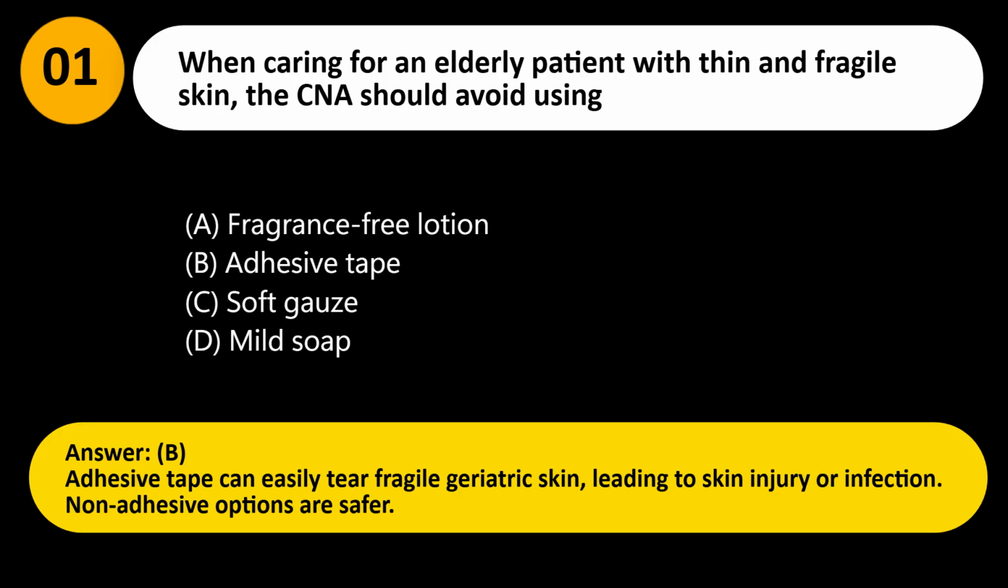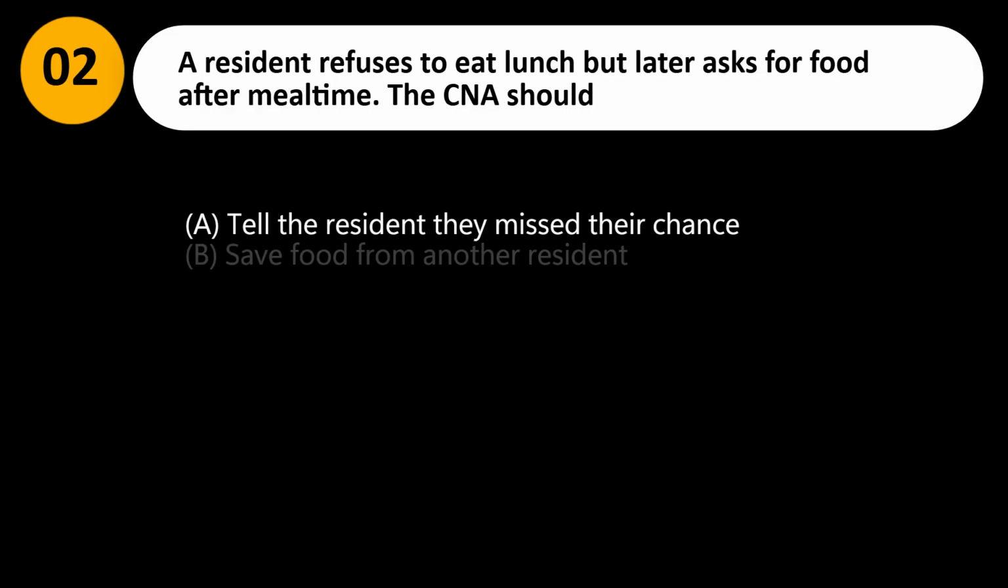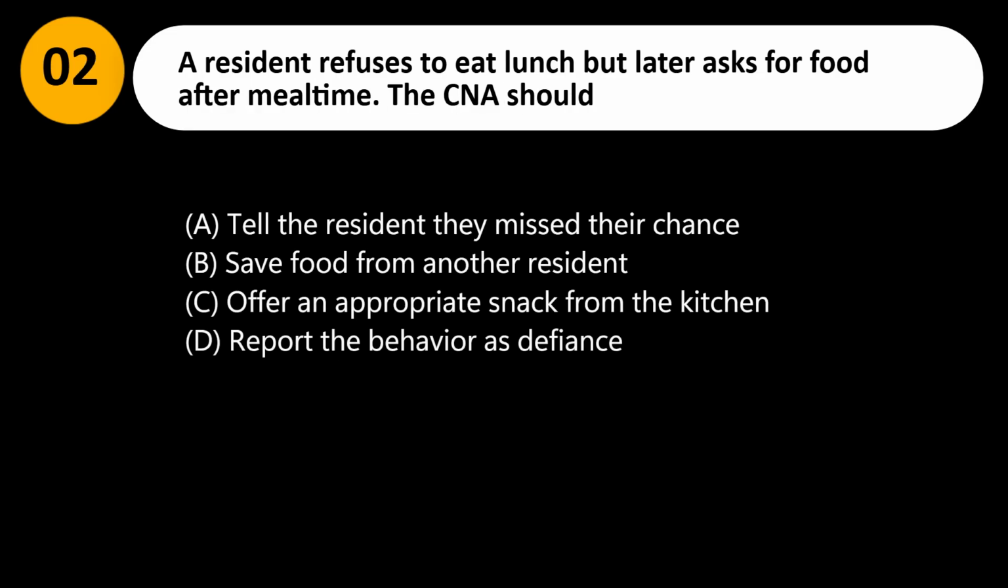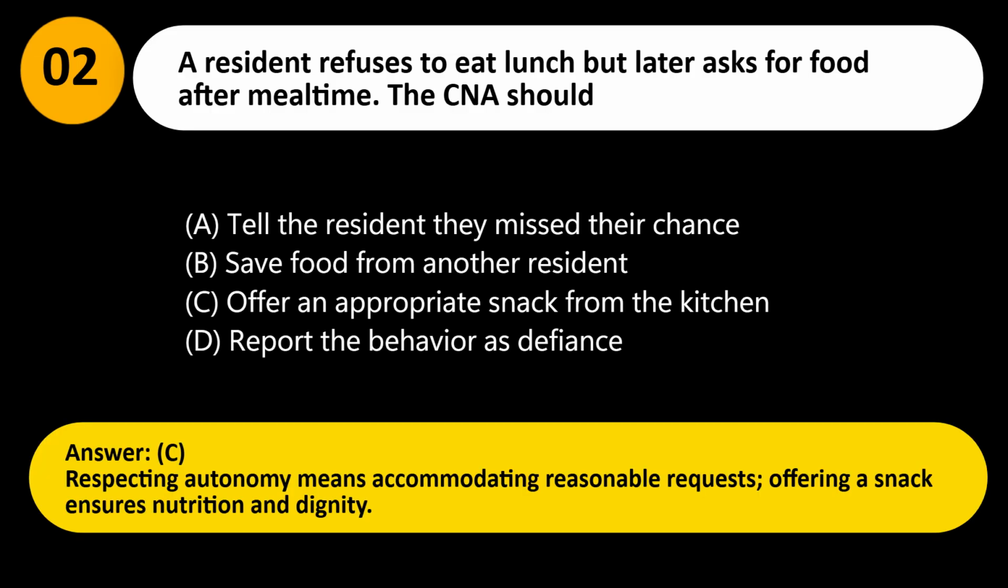Non-adhesive options are safer. A resident refuses to eat lunch but later asks for food after mealtime. The CNA should A. Tell the resident they missed their chance. B. Save food from another resident. C. Offer an appropriate snack from the kitchen. D. Report the behavior as defiance. Answer: C. Respecting autonomy means accommodating reasonable requests. Offering a snack ensures nutrition and dignity.